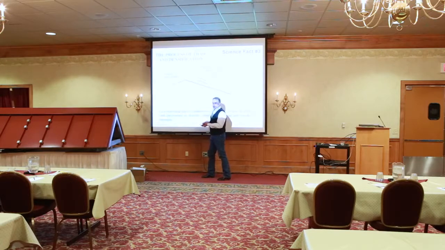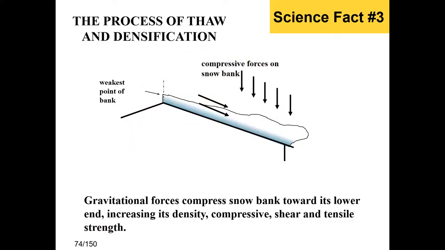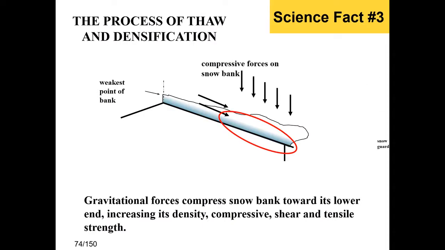is where it's right adjacent to the roof. In addition to that, it's compressing in this direction. So where is its compressive strength the greatest? Adjacent to the roof and toward the eave end, because you have both those compressive forces working on it down there. So where does it make the most sense to interface with that bank of snow? Where its compressive forces are the strongest. Right? Everybody with me?